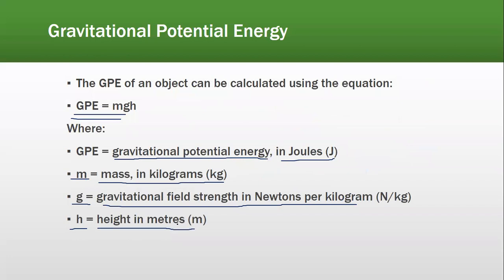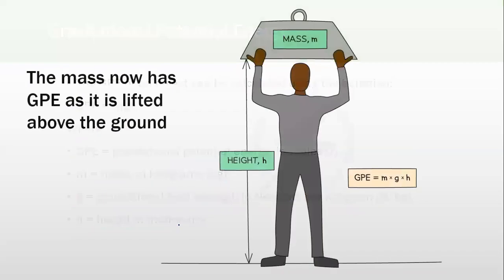So what do we know till now? That gravitational potential energy is only there due to a height. If height increases, GPE increases. If height decreases, GPE would decrease. And the formula for GPE is mgh.